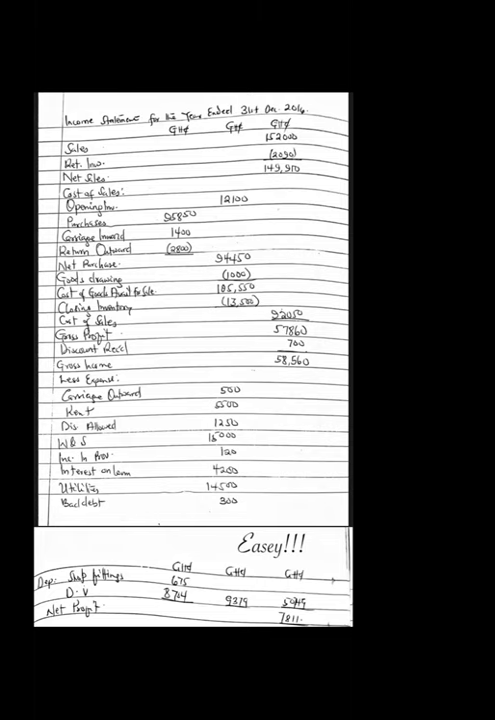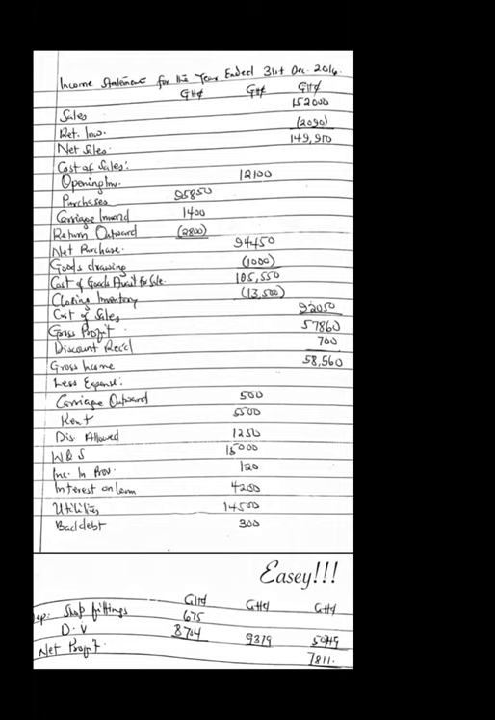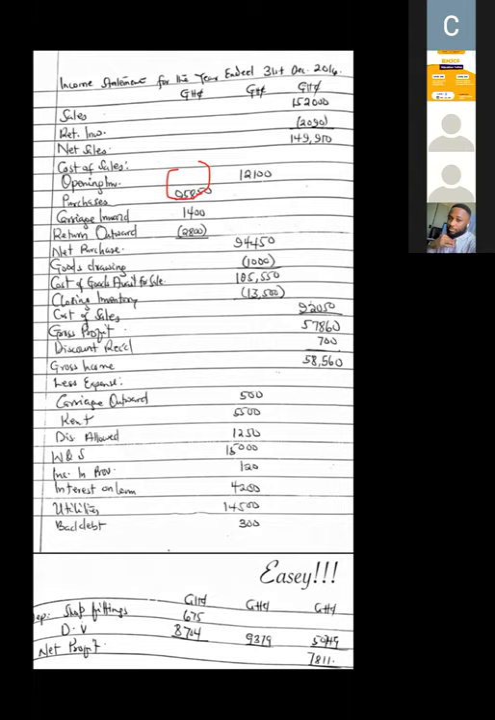So like I was saying, with net purchases, we have purchases of 95,850, and then we add carriage inwards and less returns outwards. So we have net purchases of 94,450. Then we add net purchases to opening inventory and less goods drawn. So we have this plus this minus that, and the cost of goods available for sale is 105,550. Then we less closing inventory of 13,500 from the cost of goods available for sale, which gives us the cost of sales.